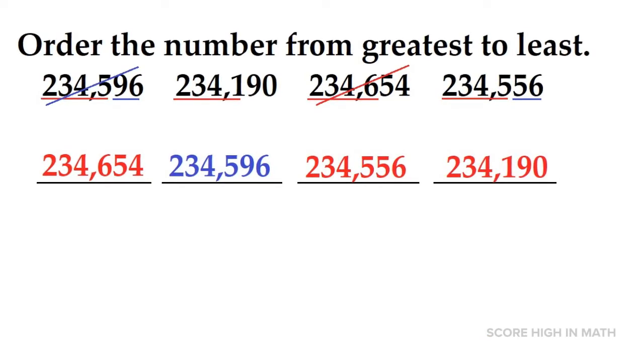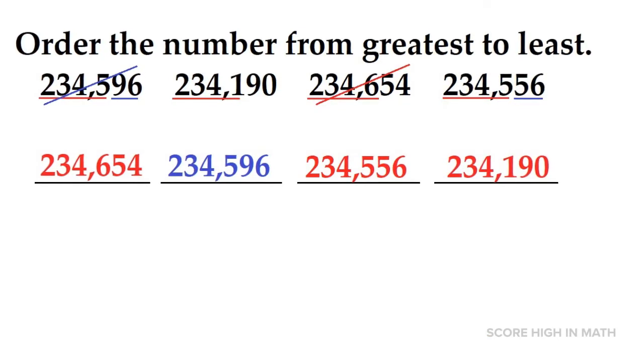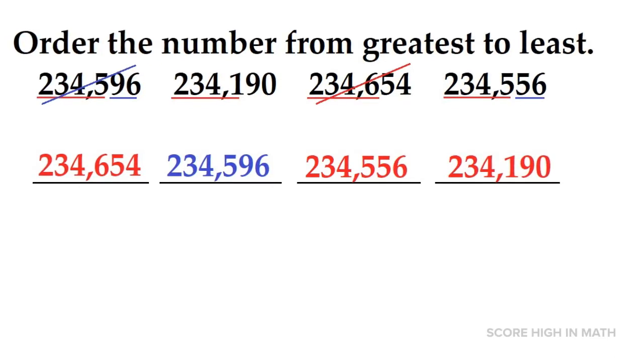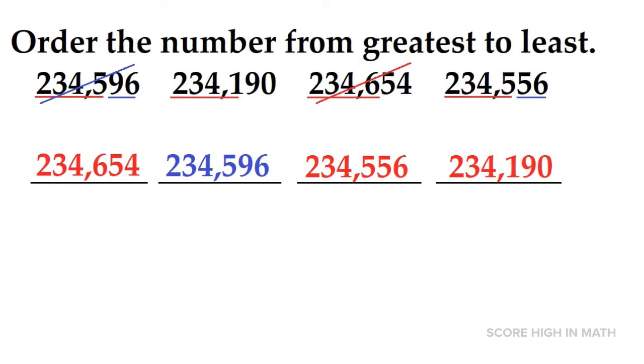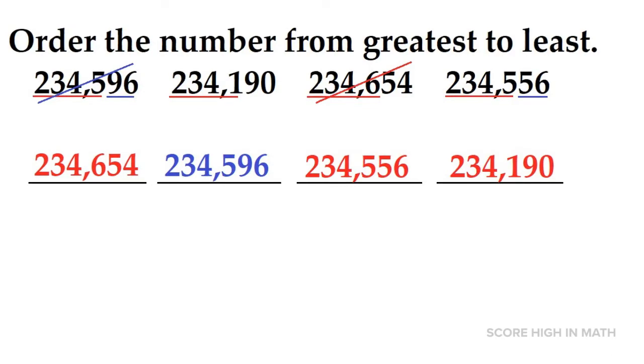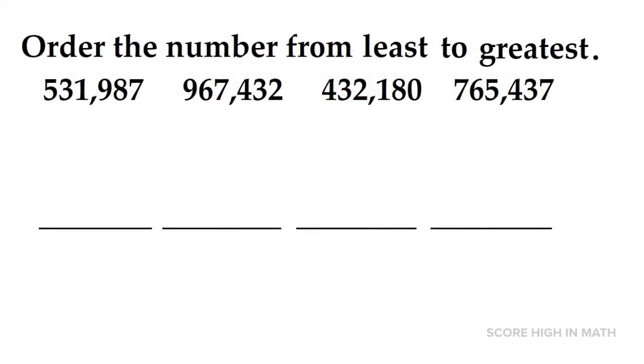Therefore, the numbers from the greatest to the least are arranged as follows: 234,654, 234,596, 234,556, and 234,190. It is easy. What if we are going to arrange the numbers from least to greatest?